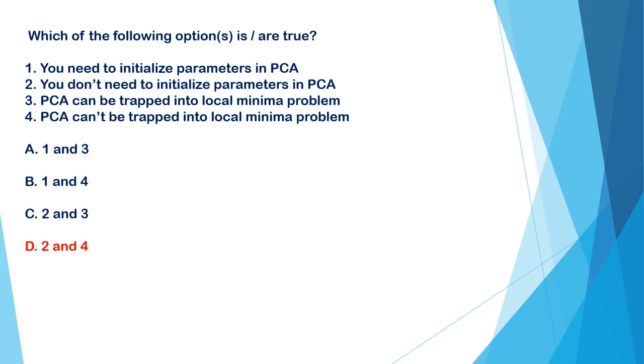Which of the following options are true? First, you need to initialize parameters in PCA. Second, you don't need to initialize parameter in PCA. Third, PCA can be trapped into local minima problem. Fourth, PCA cannot be trapped into local minima problem. And the options are A first and third, B first and fourth, C second and third, and D second and fourth. And the correct option is D, second and fourth.